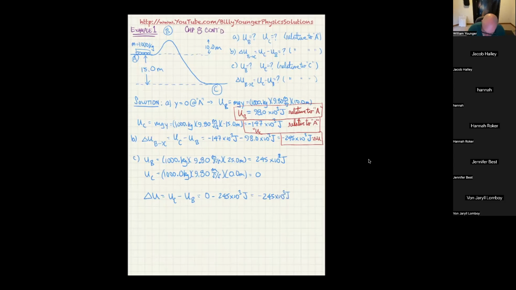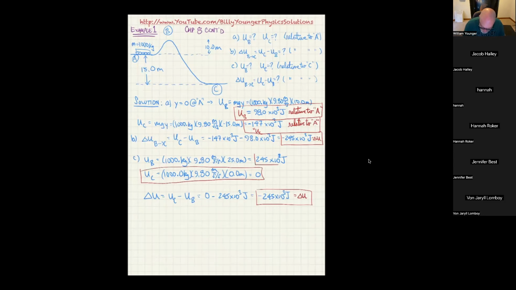And we can see that that is, in fact, delta U exactly the same that we got last time. And that's the main point of this whole exercise, is just, again, showing you that changing the origin of coordinates is really not a big deal.